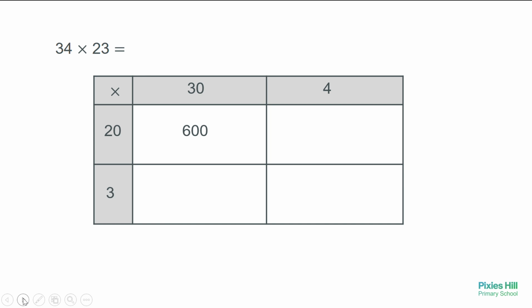20 times 30 would be 600, as 3 times 2 is 6, multiplied by 100 would be 600. 20 times 4 is 80, as 2 times 4 is 8, multiplied by 10 is 80. 3 times 30 is 90, as 3 multiplied by 3 is 9, multiplied by 10 is 90, and then 3 times 4 is 12. The final step is to add our answers together. 600 plus 90 plus 80 plus 12 equals 782.